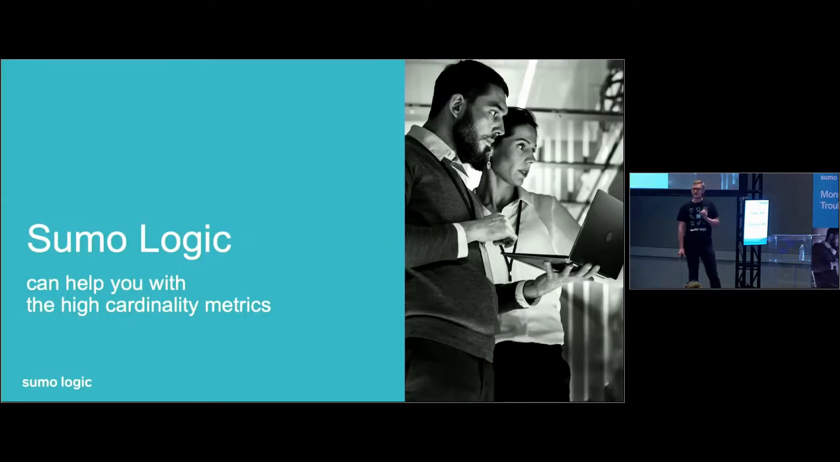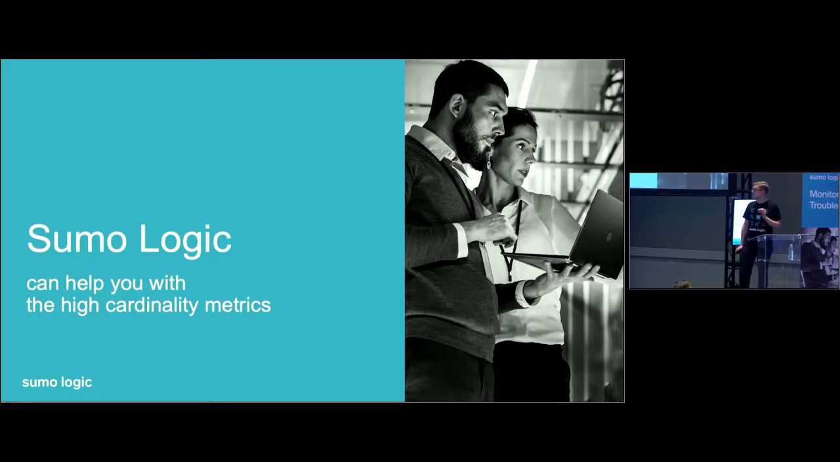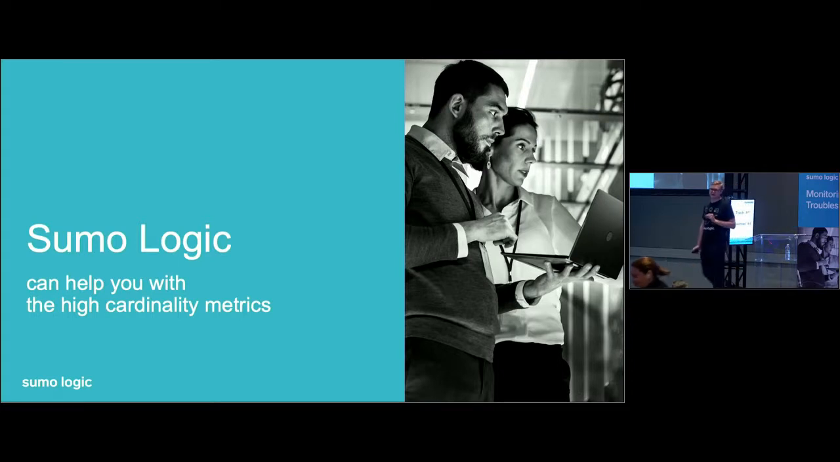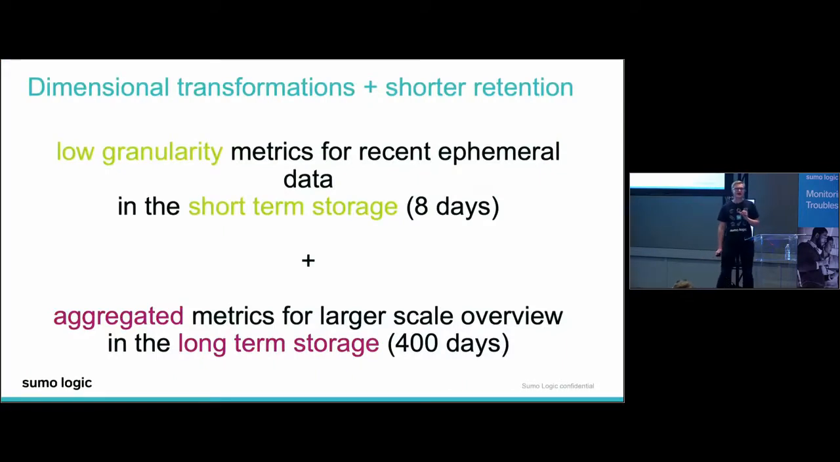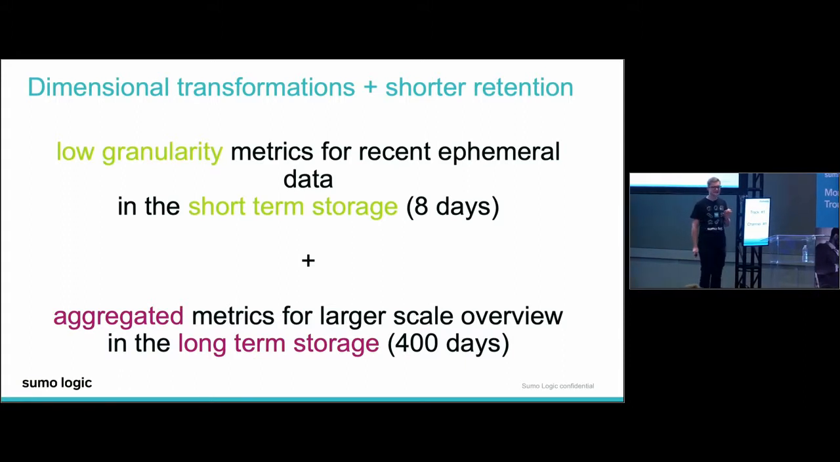So Sumo Logic can help you with the high cardinality metrics. And I would like to introduce a new feature called dimensional transformations that was released this week together with our Kubernetes solution. So what's the high-level idea of this? You keep your low granularity metrics for recent ephemeral data in the short-term storage just for 8 days, and at the same time you pre-aggregate metrics on the ingest for larger scale overview, and you keep them in the long-term storage for 400 days.